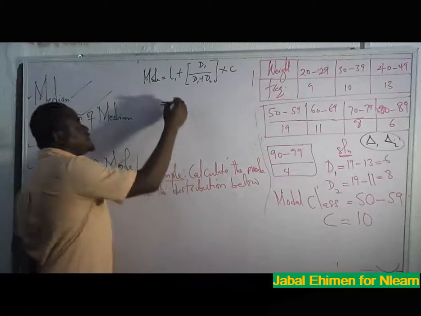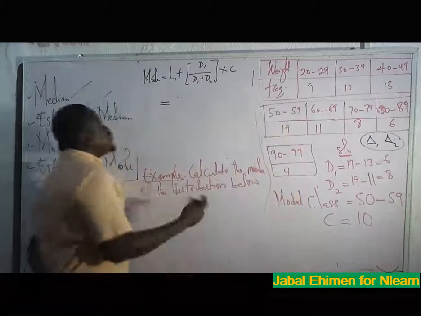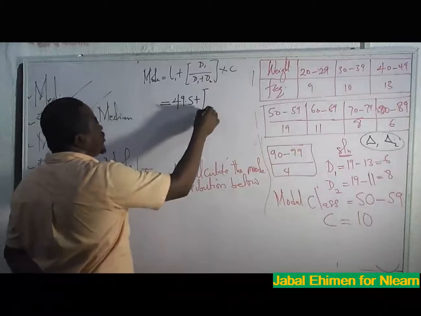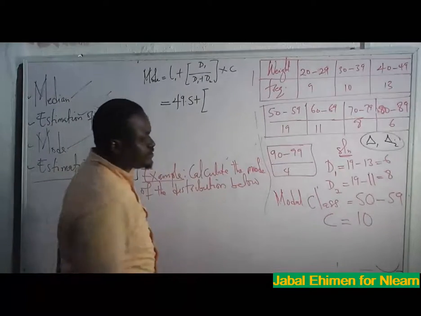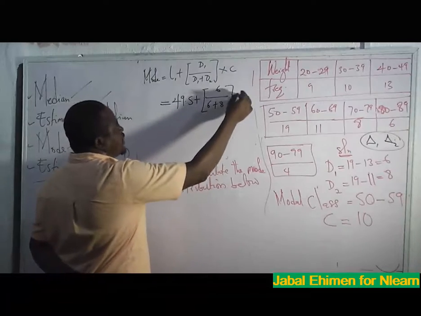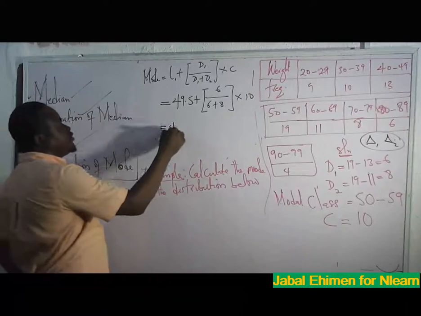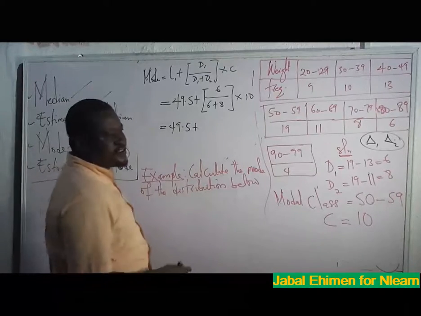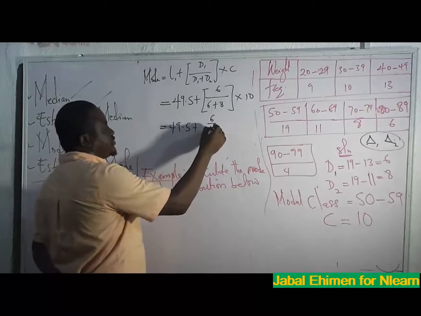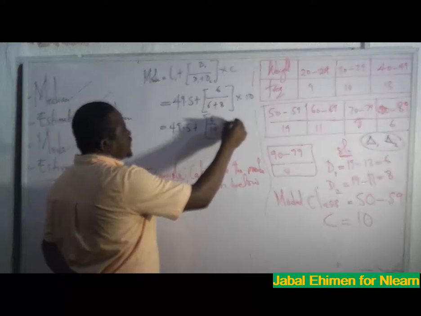The modal class is 50 to 59, so the lower class boundary becomes 49.5, plus what I have here is D1, which is 6, over D1 again 6 plus D2 which is 8, times the value of 10. Now it's calculable from here. So you have 49.5 plus 6 plus 8 automatically is 14. So I'll have 6 over 14 times the value of 10.